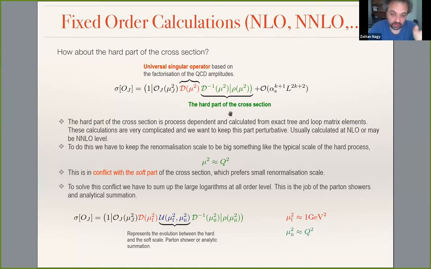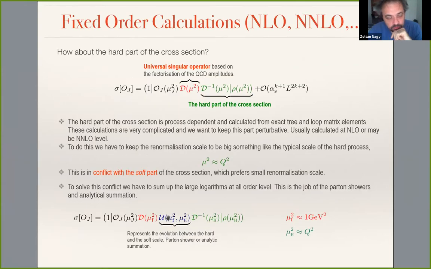Actually, this is the origin of this large logarithm, because when you truncate, it always develops this large logarithm in your characteristic scale. To solve this problem, we have to sum up this large logarithm. Basically, you have to find an evolution between a hard scale, where the hard state is defined, and the soft part, which is defined at a very low scale, usually 1 GeV, which is much smaller than the typical measurement scale. And this evolution between these two scales is the parton shower, or if you do an analytic calculation, your analytic resummation.